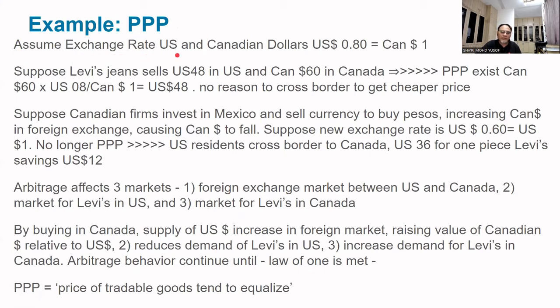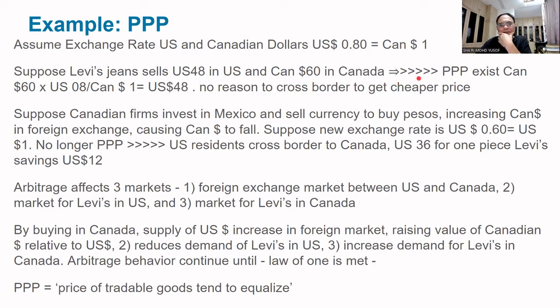So assume the exchange rate for US and Canadian dollars is US $0.8 equal to 1 Canadian dollar. Even though both are called dollars, this is Canadian, this is US dollar. Suppose one kind of device, jeans, sells for US $48 in the US, and in Canada you sell it at $60 Canadian dollars.